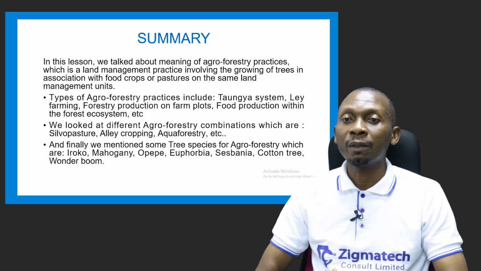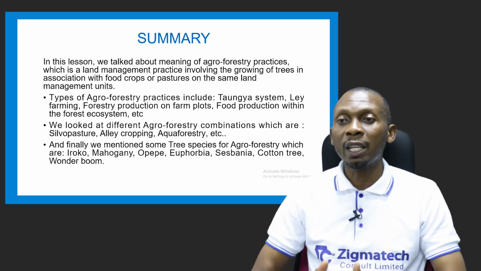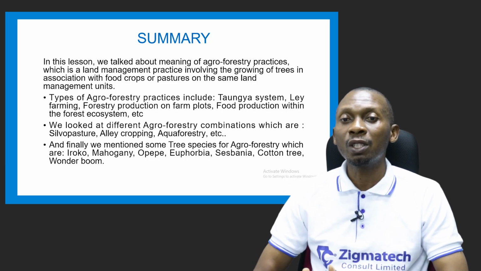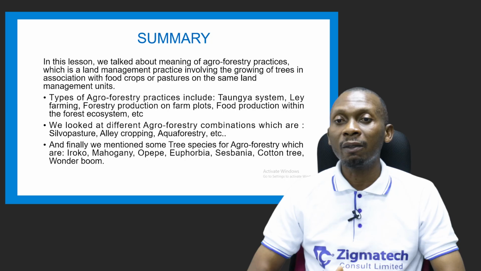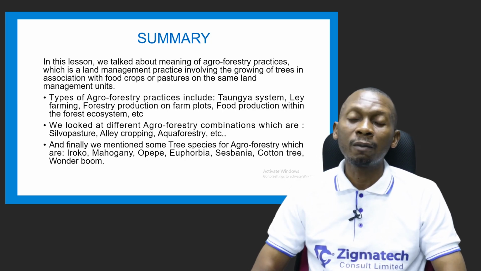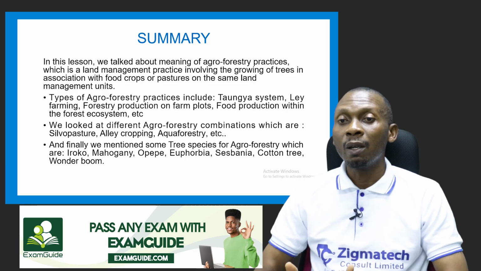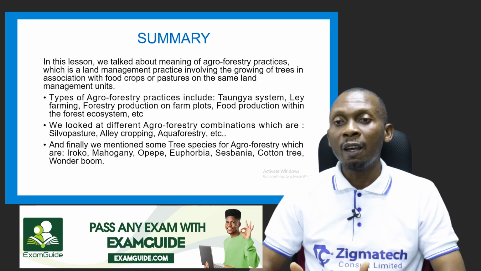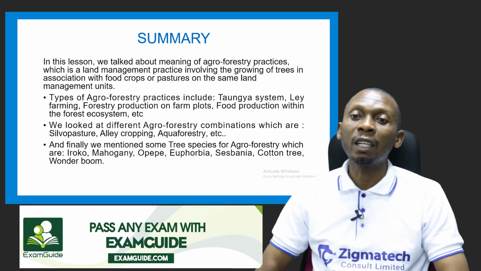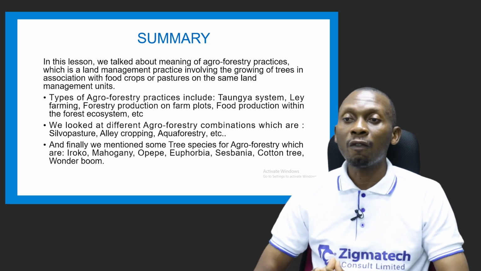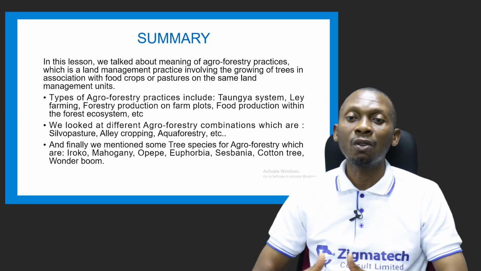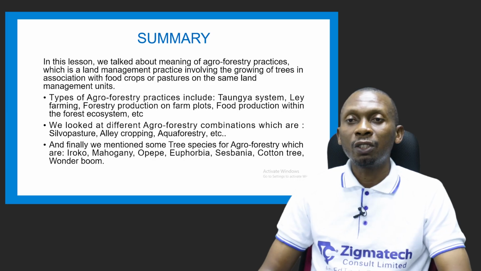We have leaf farming, which is growing of pasture crops together with forest trees. We have forest production on farm plots. We have food production within the forest ecosystem. We also looked at the different agroforestry combinations, which include silvopasture, alley cropping, and aquaforestry, which is combining trees together with a pond, where the fruits and the leaves on the trees can be eaten by the fish in the pond. And finally, we mentioned some tree species for agroforestry, which include the iroko, the mahogany, the opepe, euphorbia, sesbania, the cotton tree, and the wonderboom, just to mention a few.